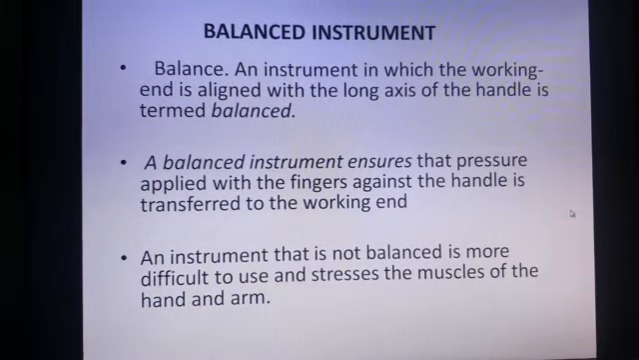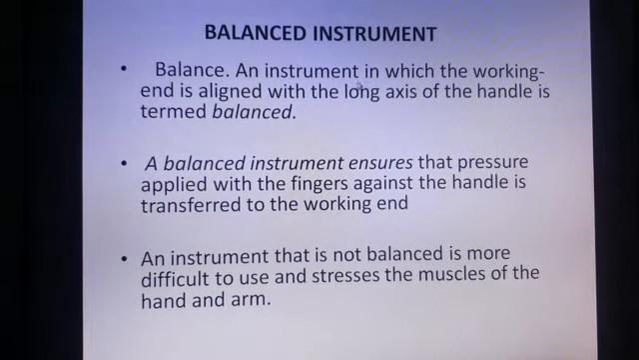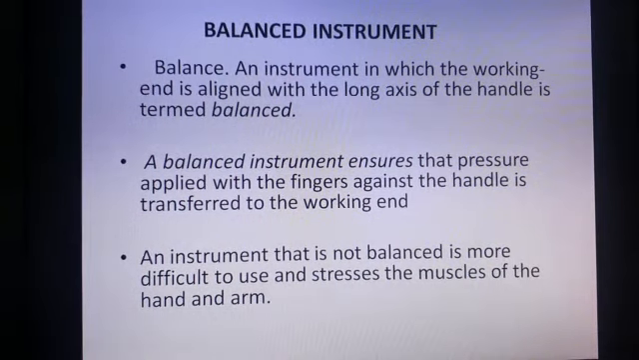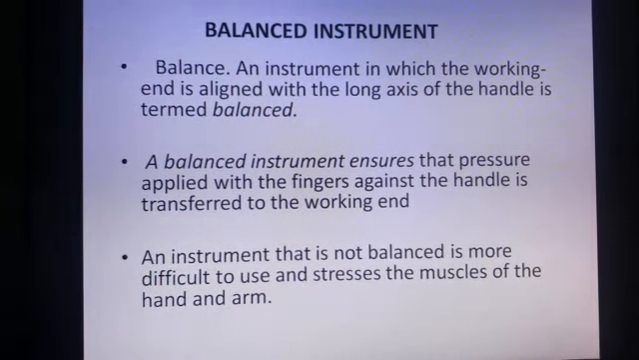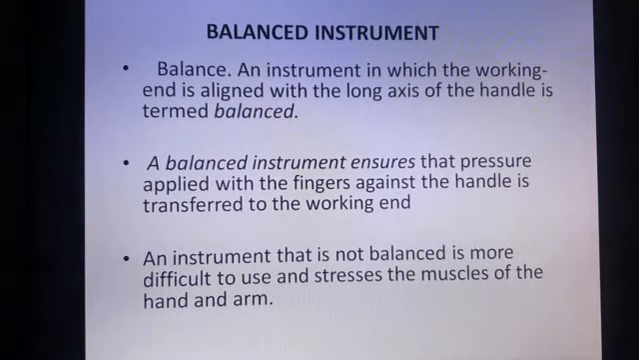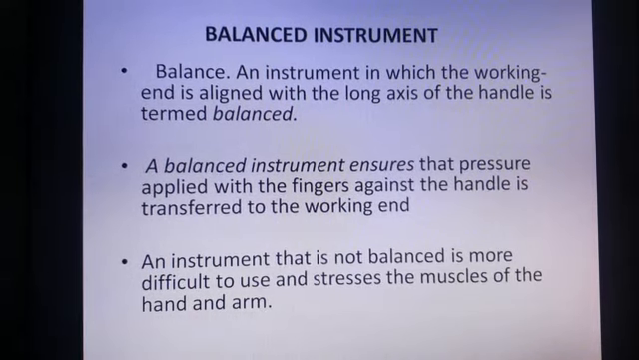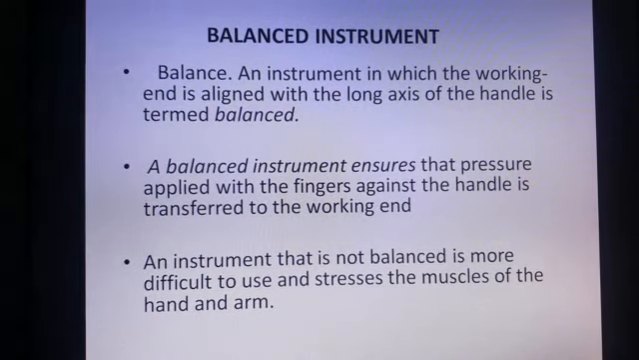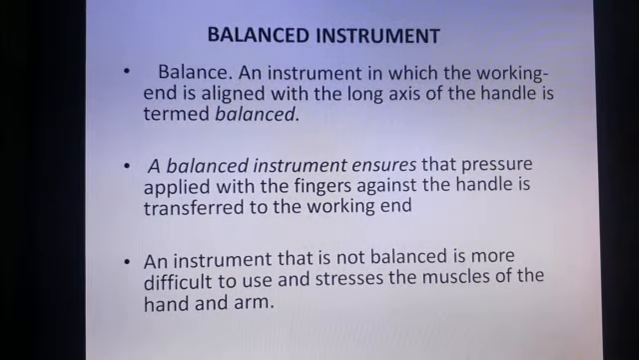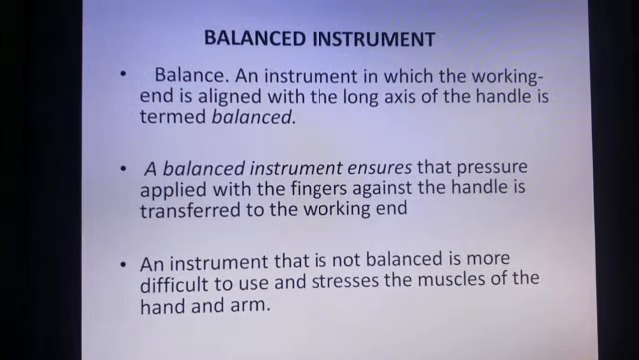Moving towards the next, the balanced instrument. A balanced instrument is one in which the working end is aligned with the long axis of the handle. A balanced instrument ensures that the pressure applied with the finger against the handle is transferred to the working end. Why is a balanced instrument so important? If the instrument is not balanced, then it is difficult to use and it also causes stress to the muscles of the hand and arm.